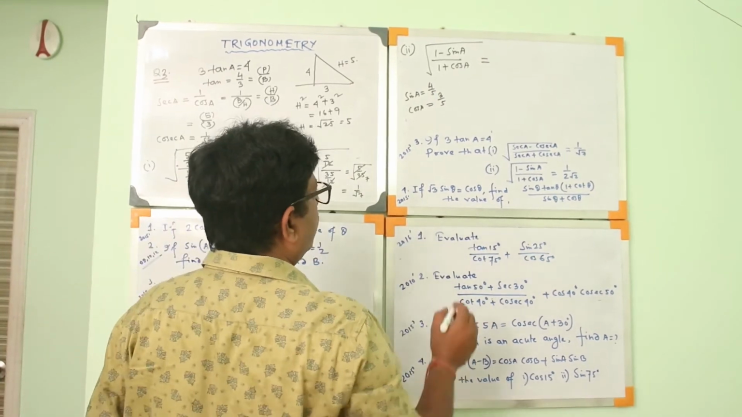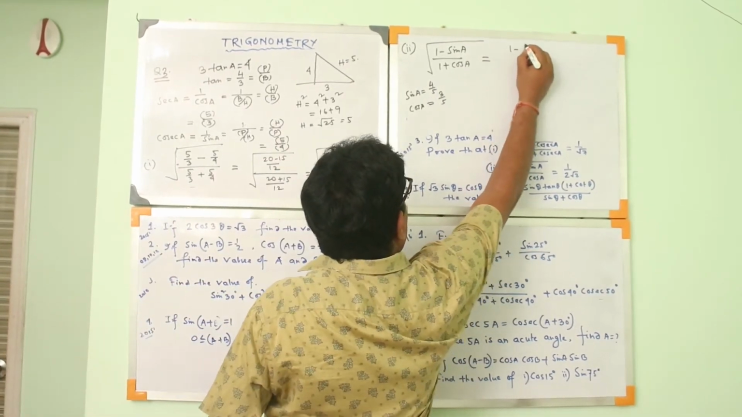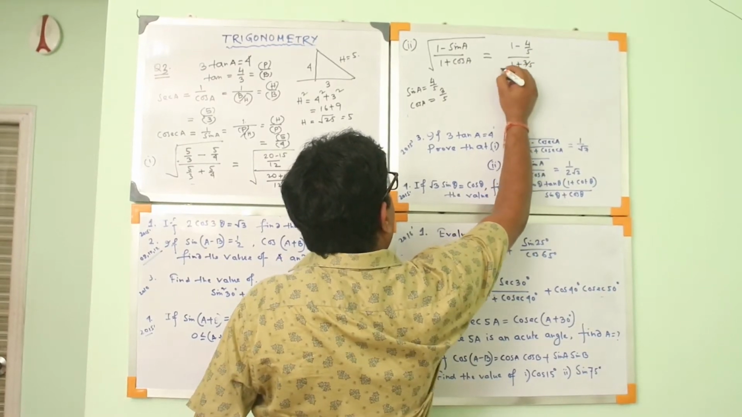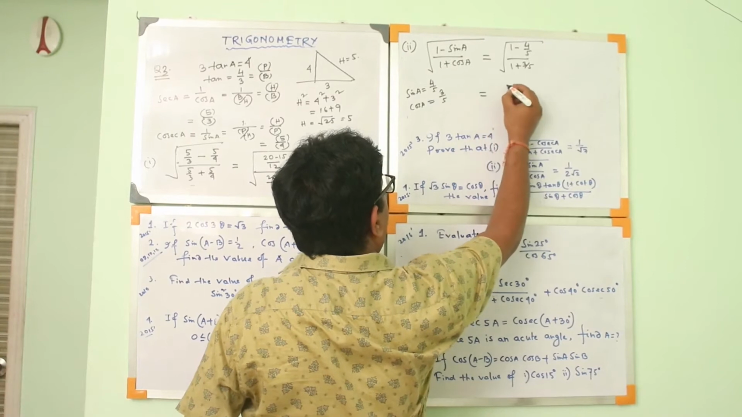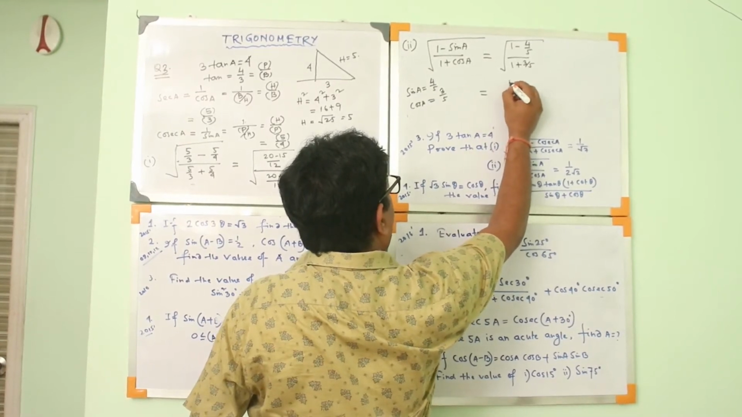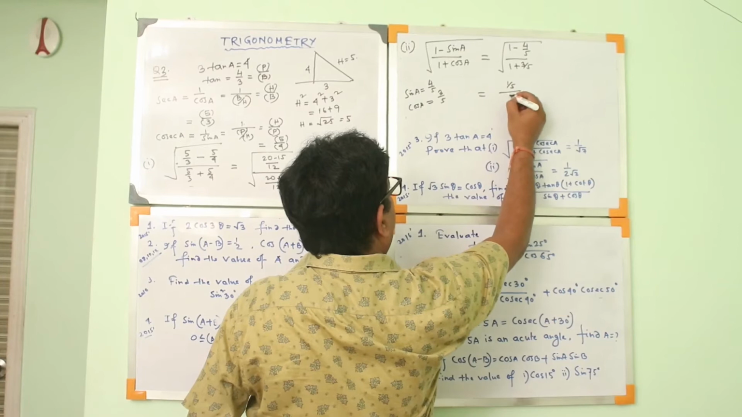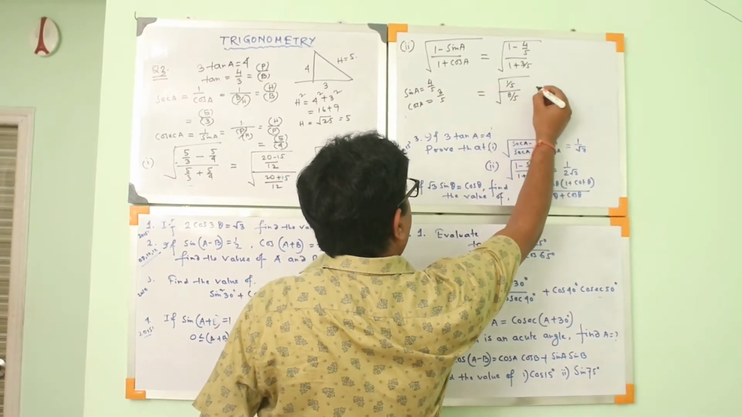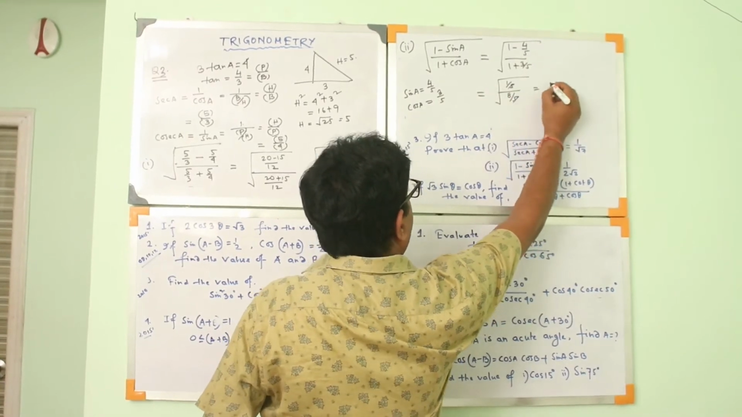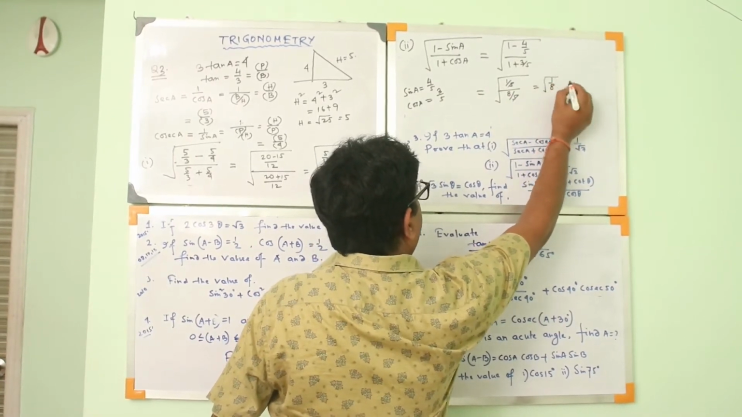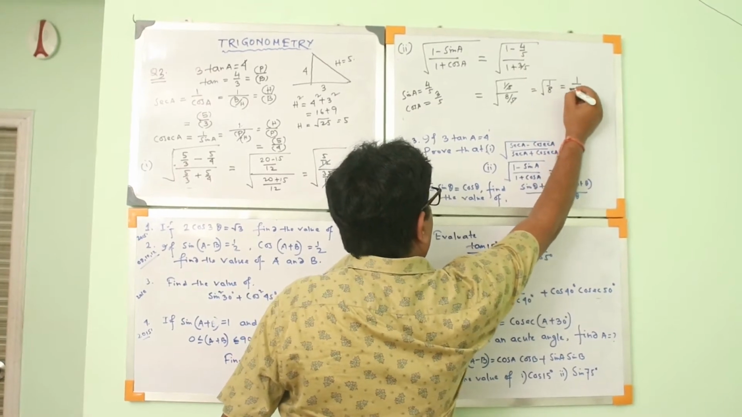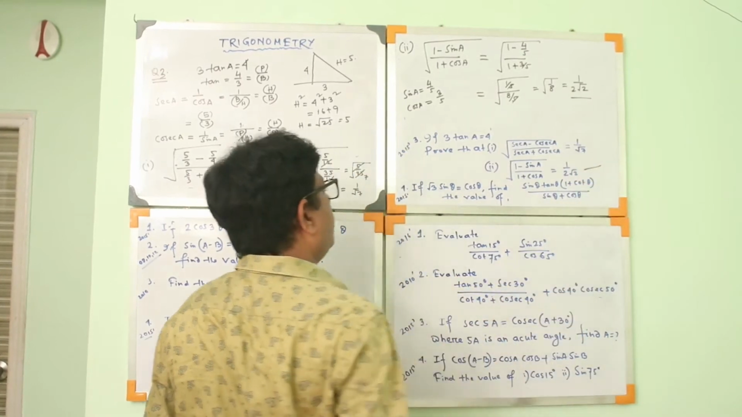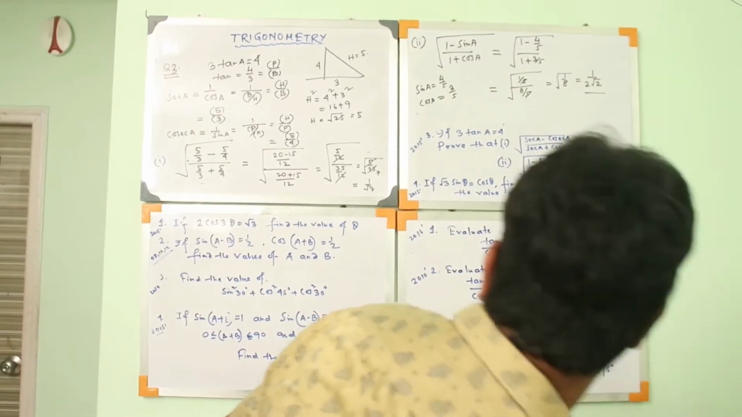So by putting these values, 1 minus 4 by 5 over 1 plus 3 by 5. This will be equal to 1 by 5 over 8 by 5, square root. Cancelling 5 by 5, ultimately we will get 1 by 8. 1 by 8 means 1 by 2 root 2. Solved. Next, come to question number 4.